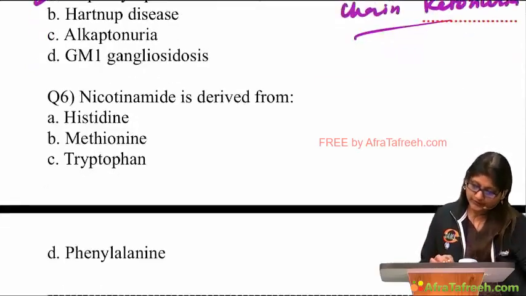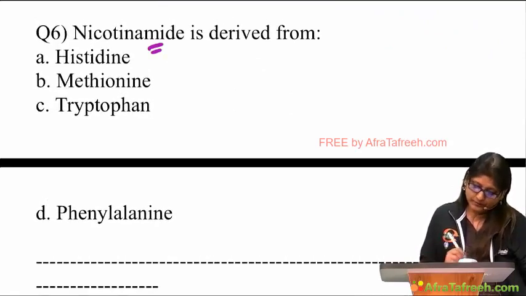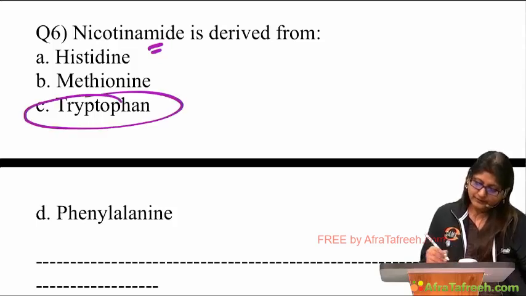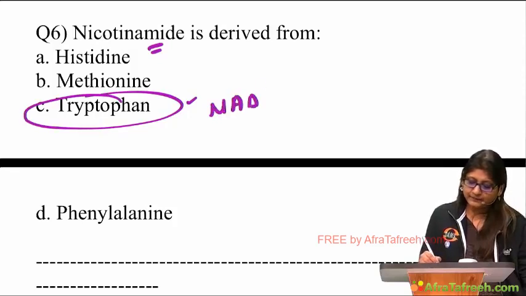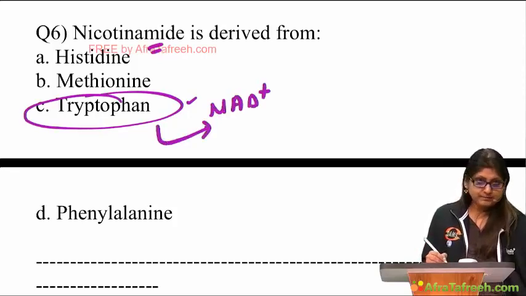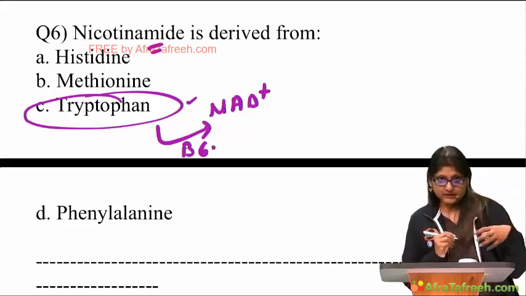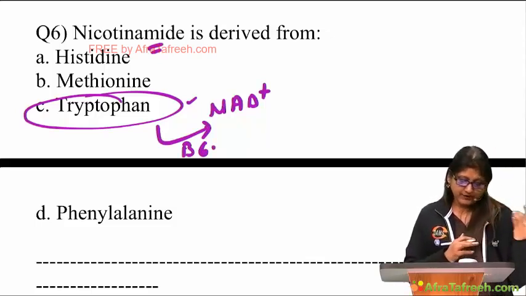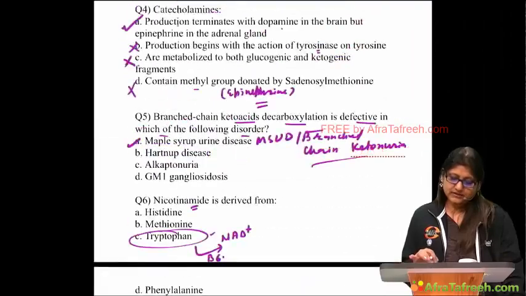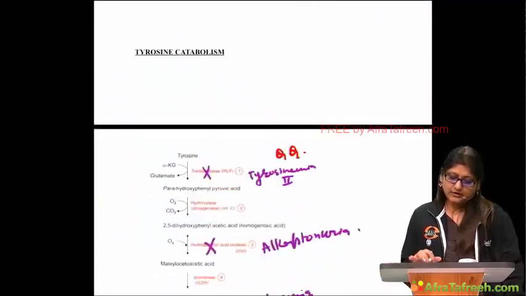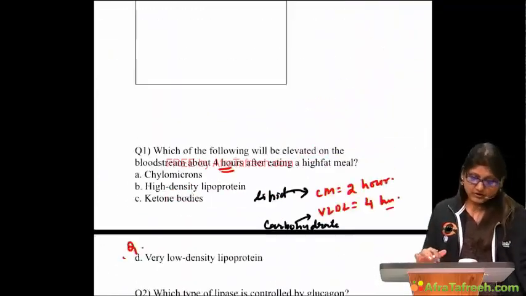So just don't worry. Now coming to nicotinamide: nicotinamide is derived from tryptophan. Tryptophan is a very important amino acid for making NAD. During this pathway, you need vitamin B6. So B6 is needed for making NAD from tryptophan. You must know that, as it is very frequently asked. All right, so this completes your revision of important metabolisms, and you will be getting these pages.